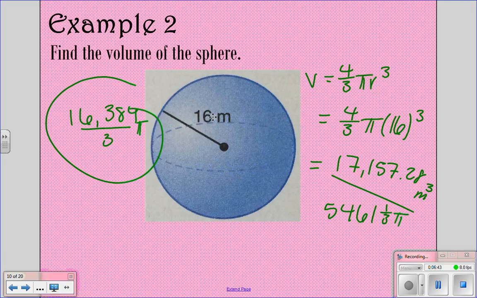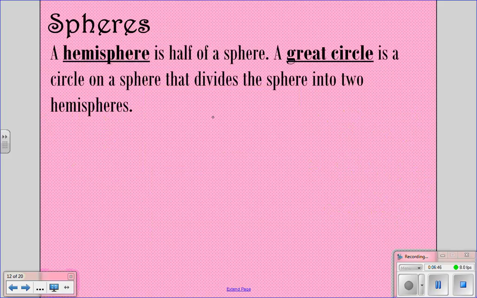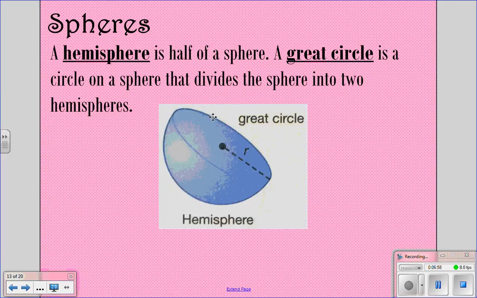sphere into two hemispheres. So if you think about the Earth, the equator is a great circle because it divides your sphere into two hemispheres, the northern hemisphere and the southern hemisphere. And so there's a picture of a hemisphere, and the great circle is this edge here. Right along there. That's your great circle.